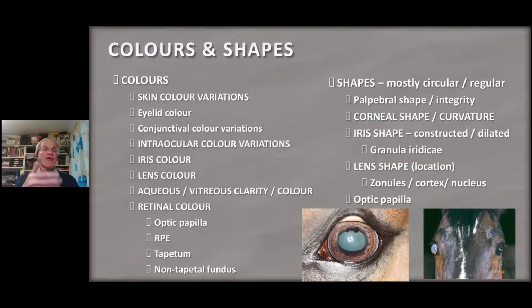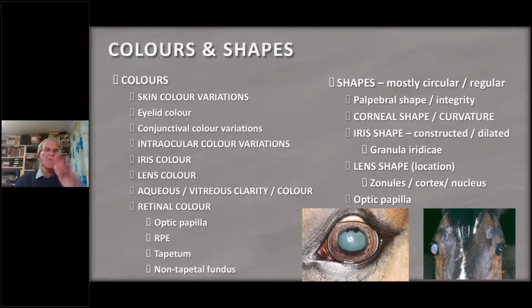So there are eyelid color variations, there are conjunctival color variations, and then of course there are intraocular color variations, and this includes the iris, of course the lens, which should be water clear, and the aqueous and vitreous clarity or color. So this is clear, so there's no color to them at all unless there is pathology.